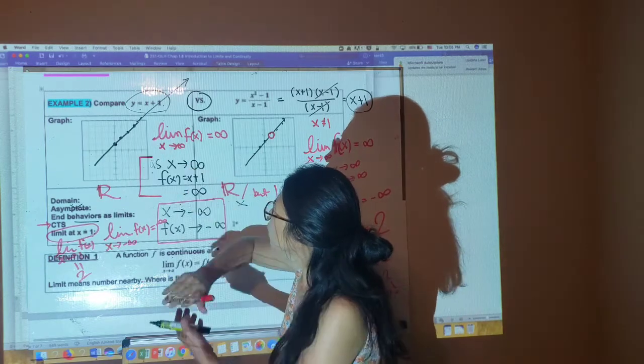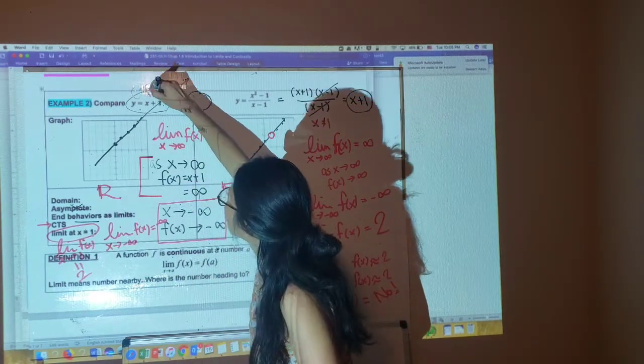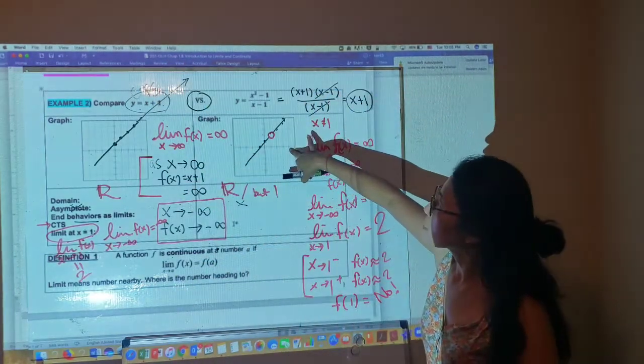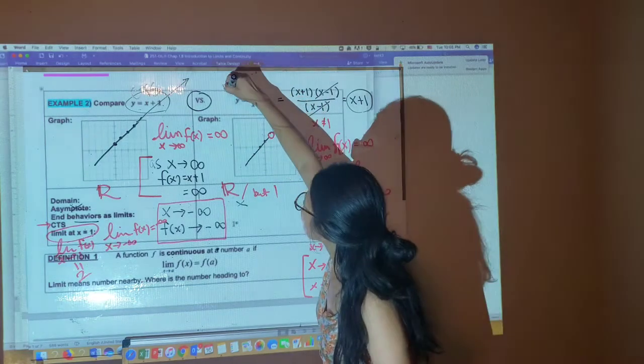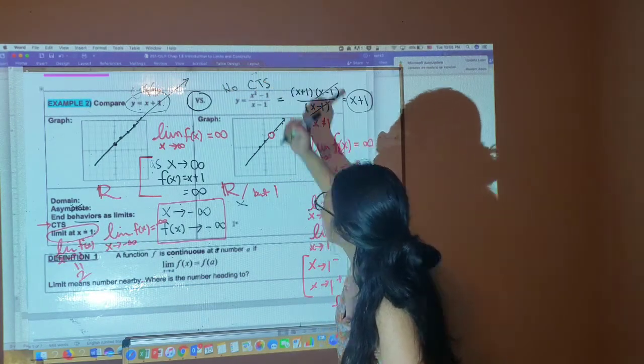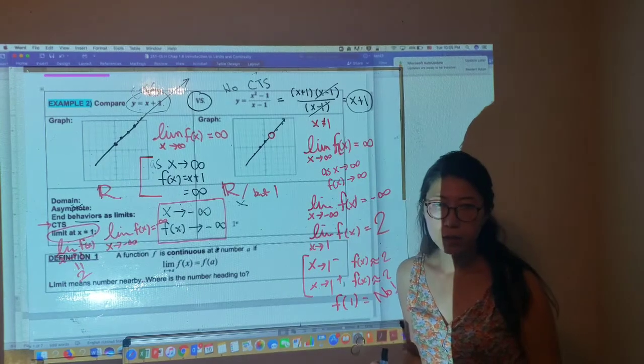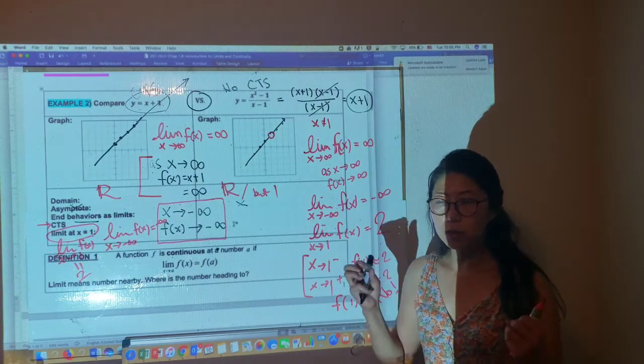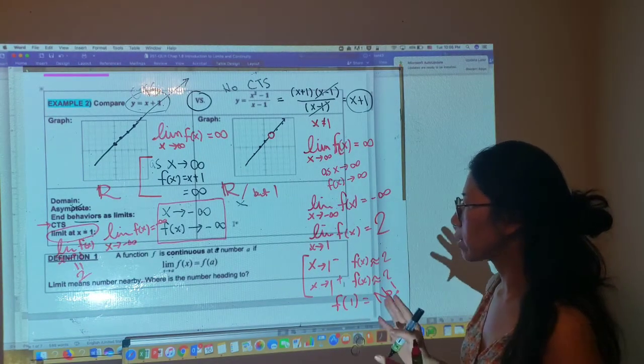Yes, the first one is continuous. And is the second rational function continuous? No, this is not continuous. It is not going to be continuous at 1. So that's going to make huge differences in calculus. So let's make our definition.